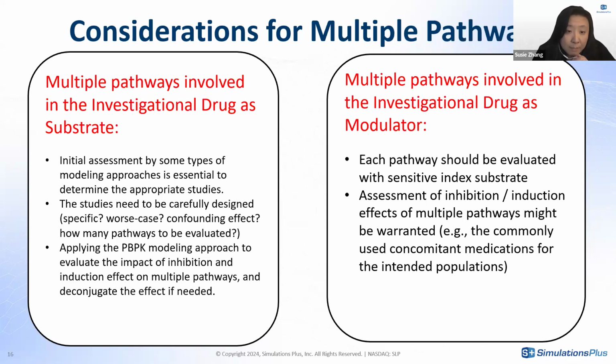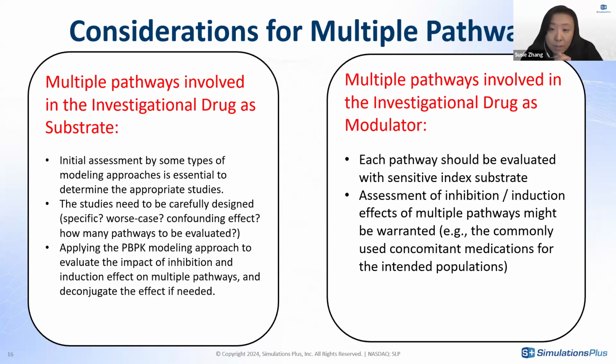And then when applying the PBPK modeling approach, consider which pathways, which perpetrators, and how many concomitant medications will be evaluated simultaneously. So those are also some of the questions to consider. What are the commonly used concomitant medications for a specific indication? Those types of questions. When multiple pathways are involved for the investigational drug as a modulator, similarly, each pathway should be evaluated with a sensitive index substrate so that it's clear on each pathway.